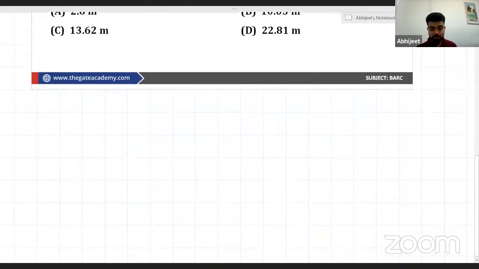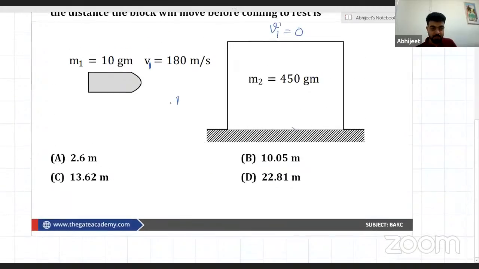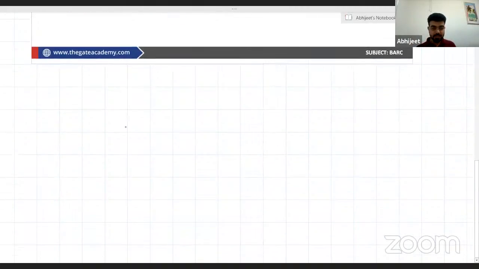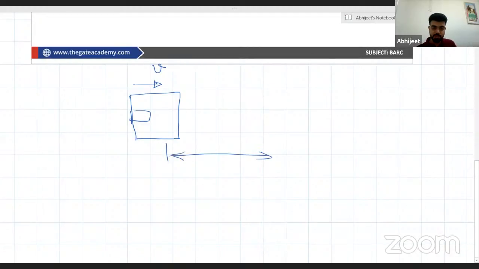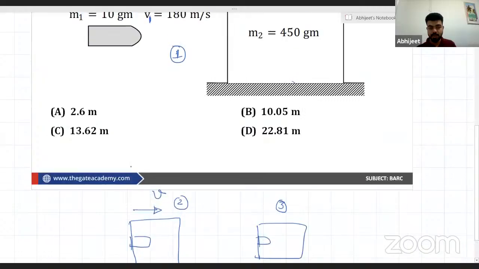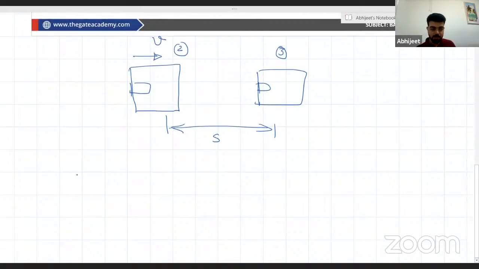First, there are two states. The first state is this, where the bullet is just about to hit the block. The second state is this, where the bullet has been embedded in the box. In this situation, we want to find the velocity. Once we are able to find this velocity, we have to find how much distance it will cover when it comes to rest. That is the final state. Now, at the second state, we have to find the velocity.